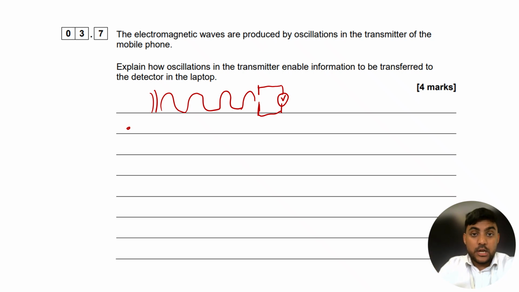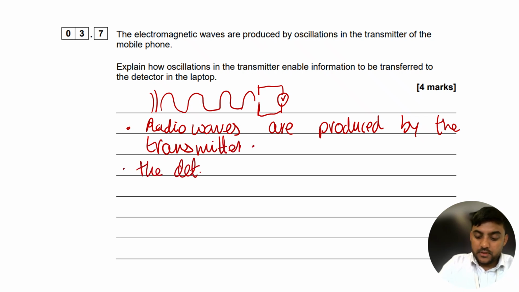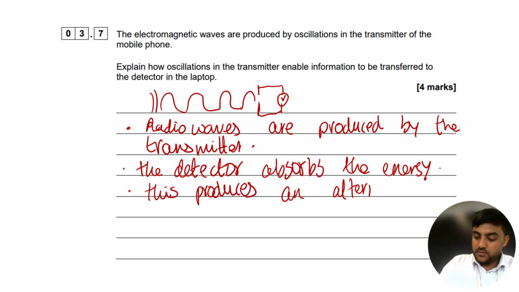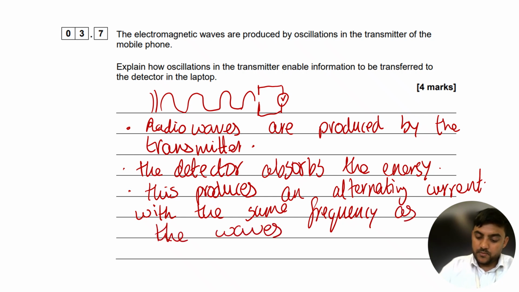What wave is used? Either radio waves or microwaves are used for communication between devices. So I'm going to say radio waves are produced by the transmitter. The detector absorbs the waves or the energy, and this produces an alternating current with the same frequency as the waves. Okay.